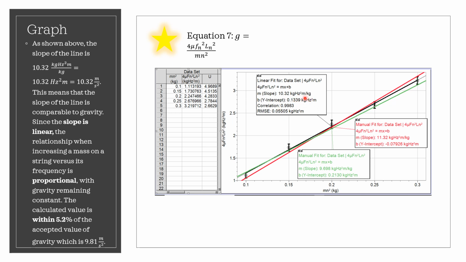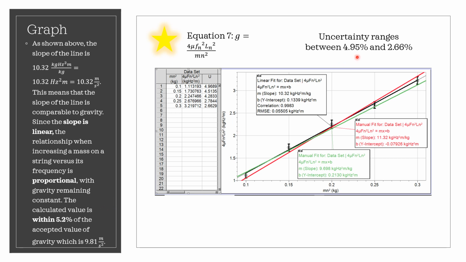Over here, it does not look like it's gravity. However, right here, I break down the units to show that it is meters per second squared, which is related to gravity. It is important to note the slope is linear, which means that the increasing of a mass on a string versus its frequency is proportional. And luckily, this experiment is within 5.2% of the accepted value of gravity.